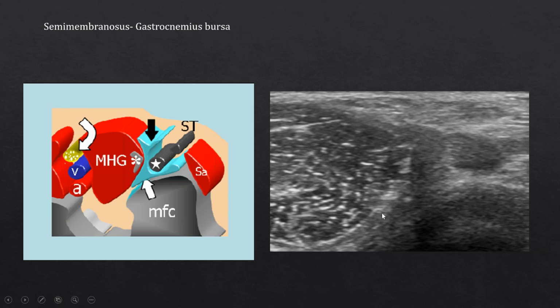So here the big one that you see is medial gastrocnemius, and just medial to it is semimembranosus tendon, and this is the area from where you should see the neck coming out. That's when you know this is Baker cyst.